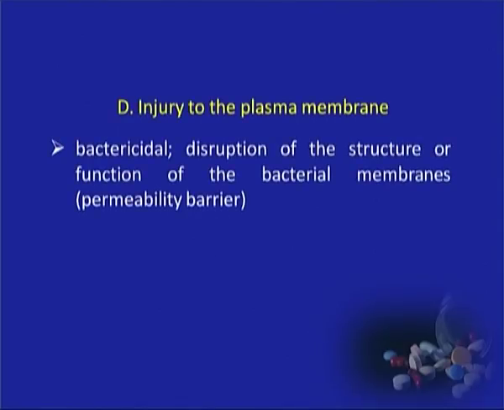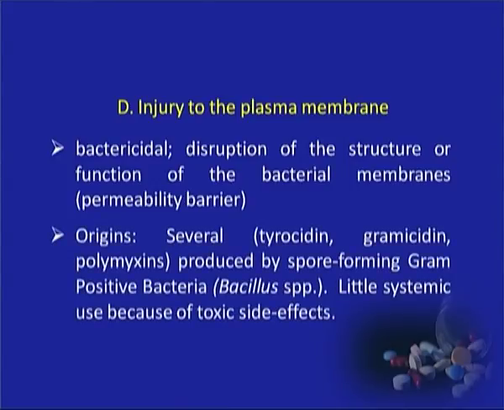The next category of antibiotics are those causing injury to the plasma membrane. These kinds of antibiotics are bactericidal. They disrupt the structure and function of the bacterial membranes, which are a permeability barrier. The origins of these kinds of antibiotics are tyrocidine, gramicidin and polymyxin. These are produced by spore forming gram positive bacteria of Bacillus species. They have little systemic use because of toxic side effects.